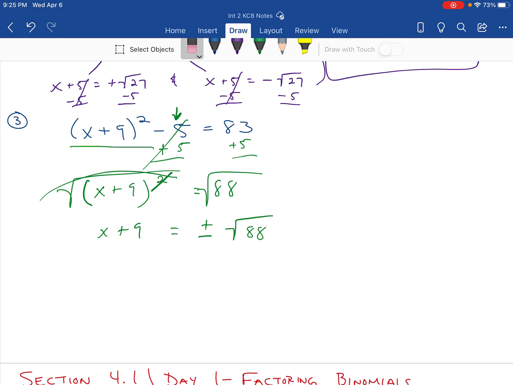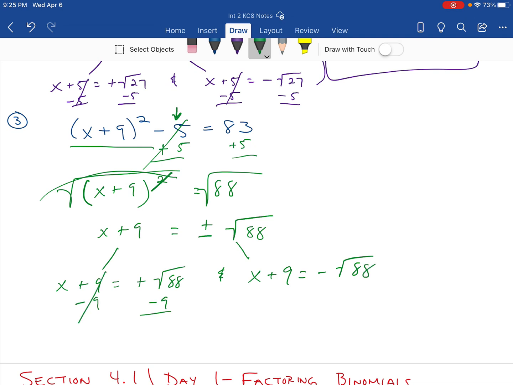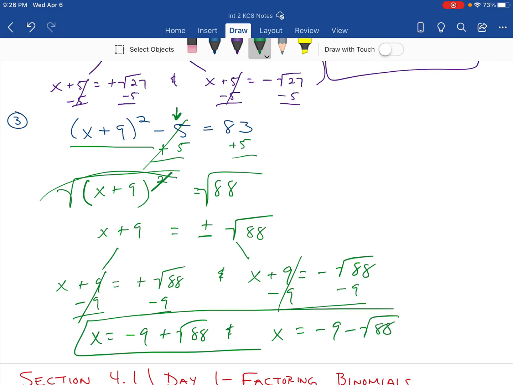Now, split this up into 2 equations. So you get x plus 9 is equal to a positive square root of 88. And the second one is x plus 9 is equal to negative square root of 88. Subtract both sides by 9. You get x is equal to negative 9 plus the square root of 88. And do the same thing to the other equation. x is equal to negative 9 minus the square root of 88. And that is my final answer.